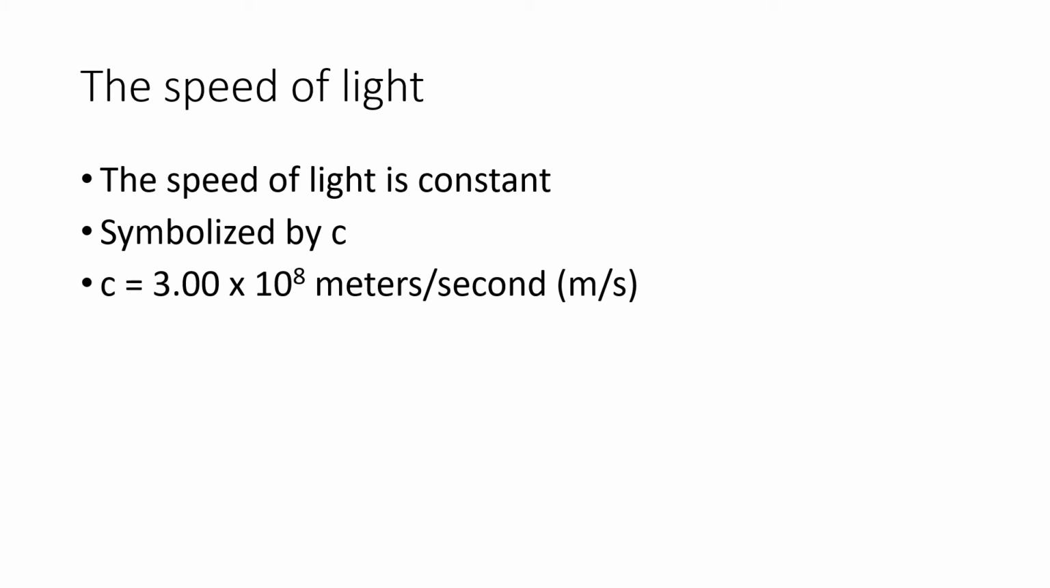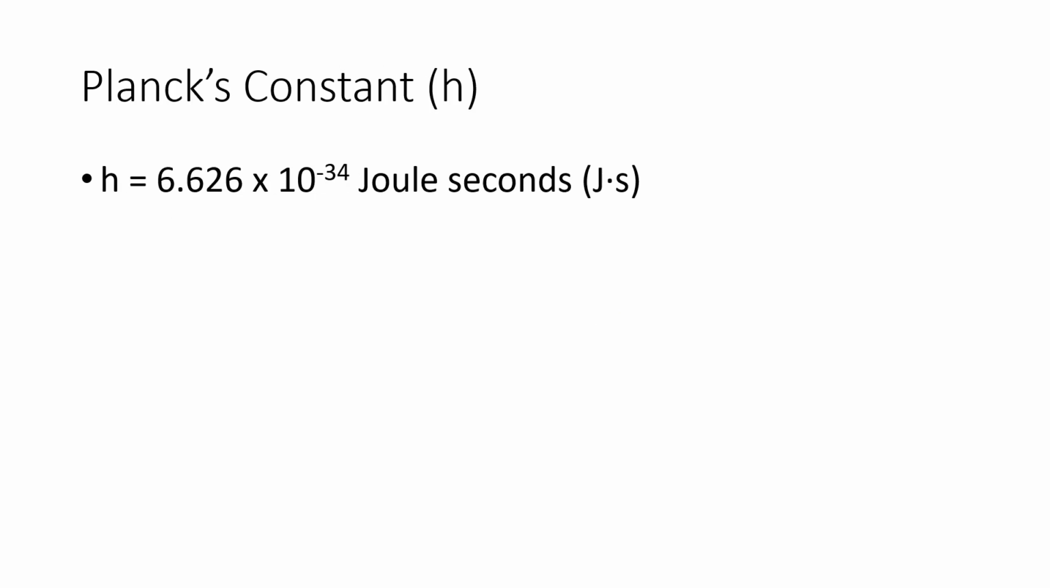So the speed of light. So the speed of light is constant. It's symbolized by the lowercase c. So this is a constant, so you're always going to have this, you're going to know this, but it is 3.00 times 10 to the 8 meters per second. Planck's constant, symbolized by lowercase h, is this value right here. 6.626 times 10 to the negative 34 joule seconds.